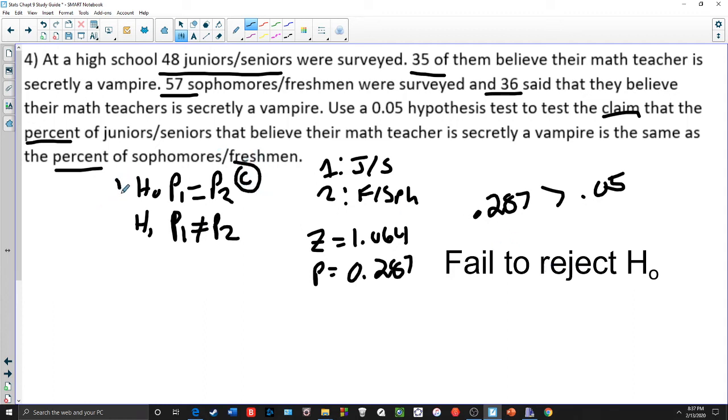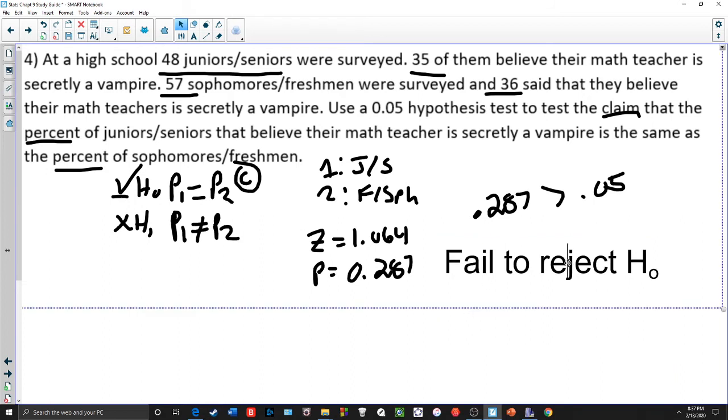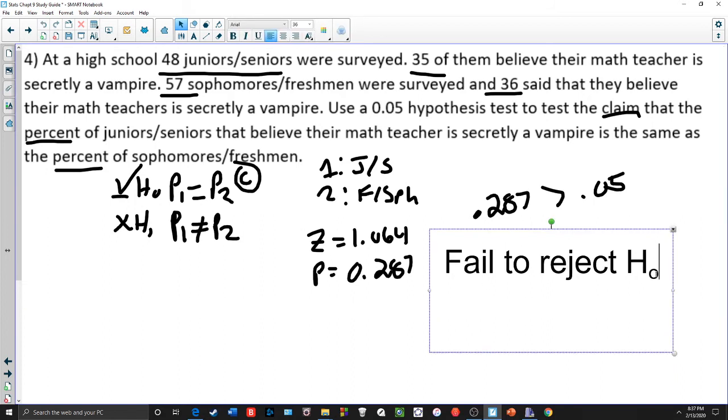So that means that the null goes. I'm rejecting H1 instead. So if I fail to reject H0, and that's my claim, well, check mark means my claim is supported. So I would go here. And I would say supports claim. I should say data supports claim, but I'm going to be a little bit lazy here just to make the video not too terribly long.